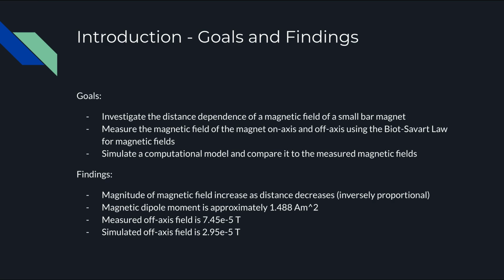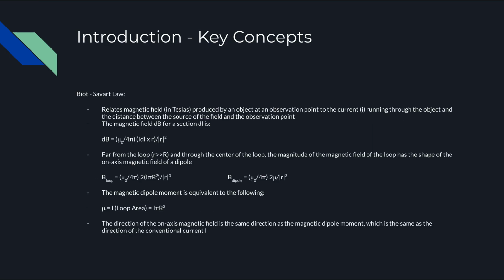The findings were that the magnitude of a magnetic field increases as distance decreases, making it inversely proportional. The magnetic dipole moment is approximately 1.488 Am squared. The measured off-axis field is 7.45 e to the negative 5 teslas. The simulated off-axis field is 2.95 e to the negative 5 teslas.